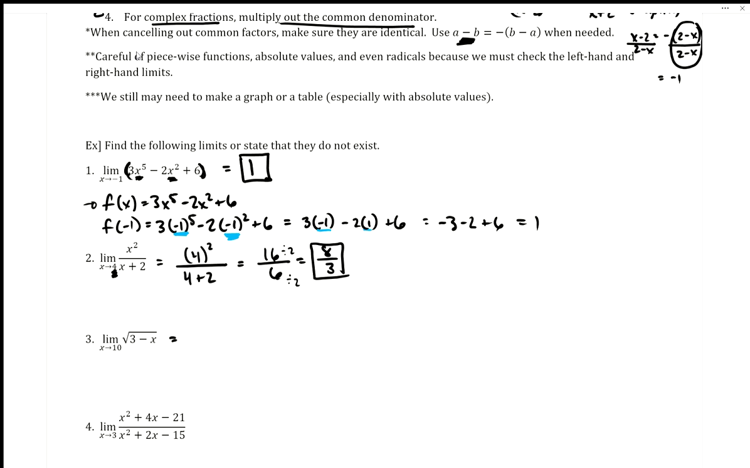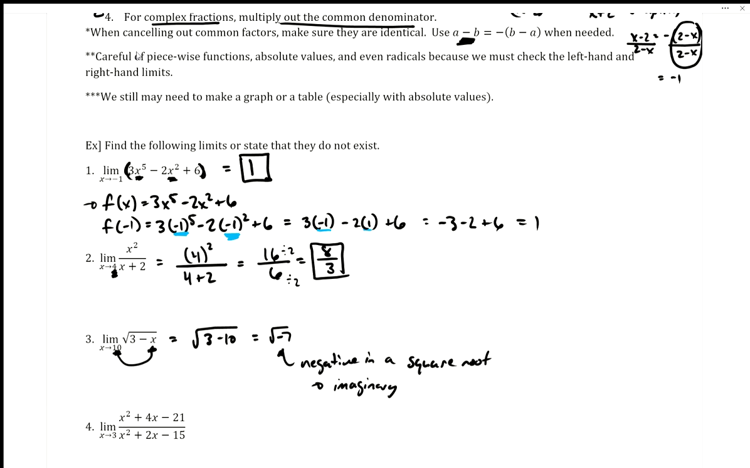Okay, so number 3, if I plug that 10 in right away, so I'm just plugging it into that x, I would have square root of 3 minus 10. The square root of this is negative 7, or rather the square root of negative 7. So here we have a negative in a square root. That means the whole expression is not defined in the real numbers. Okay, so that means it's an imaginary number. And in calculus, we don't care about imaginary numbers.